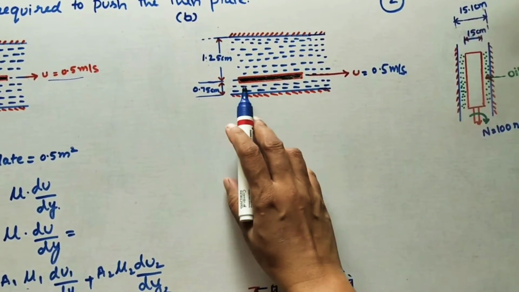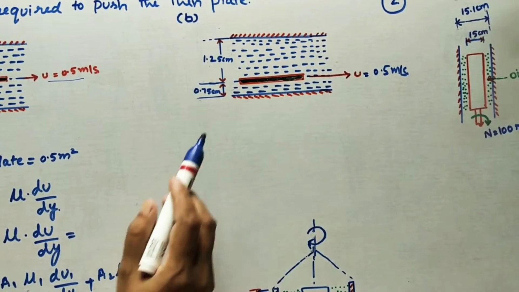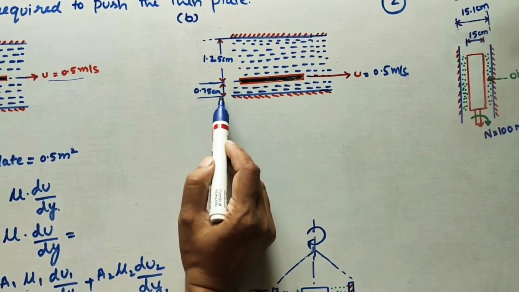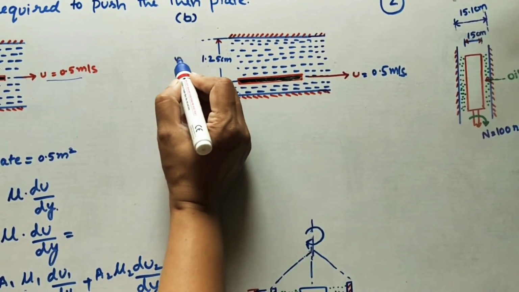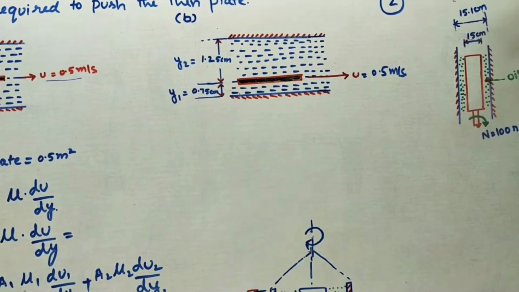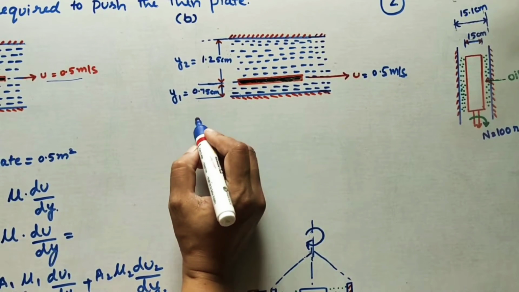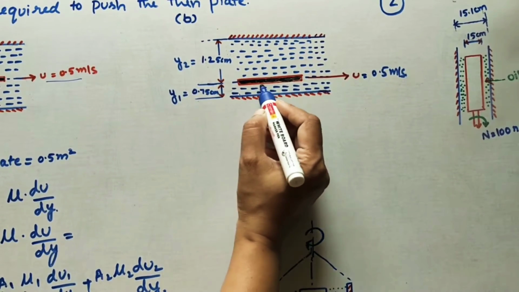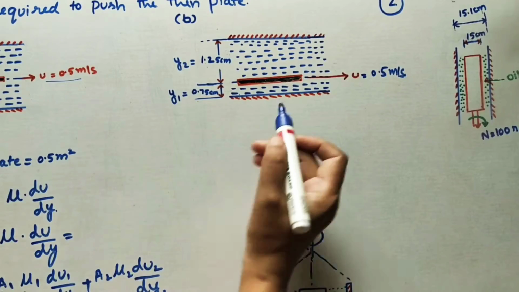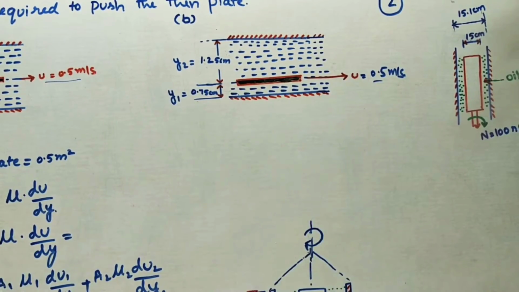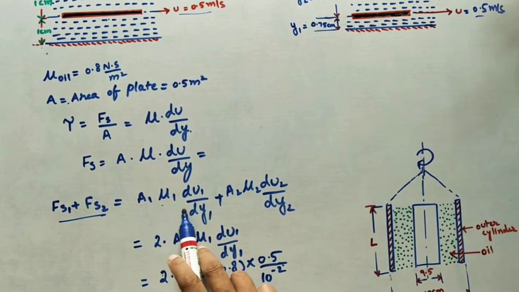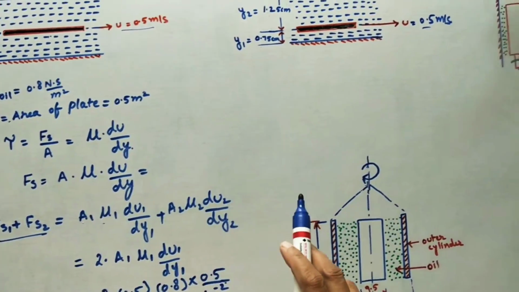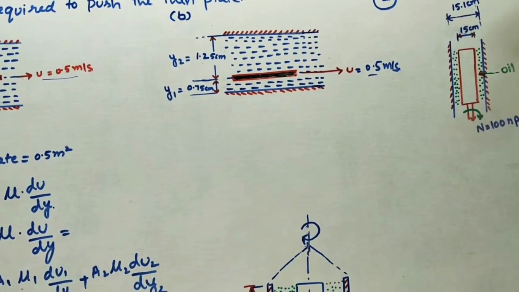Now here the only difference is the distance from one of the plates is less compared to the distance on the other side. I am taking this as y1, this as y2. In it also we have to find the force, the total force required for pushing this plate in this direction with velocity 0.5. So already I did the formula here, Fs1 plus Fs2. So take the same formula and write down the values.